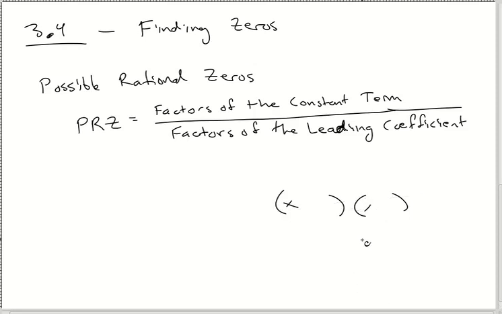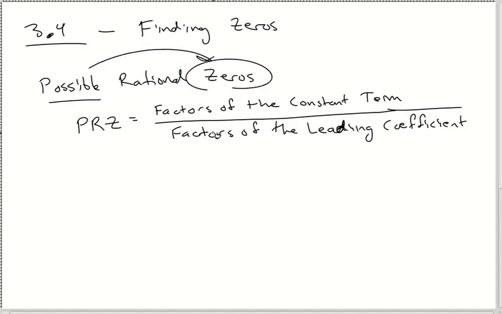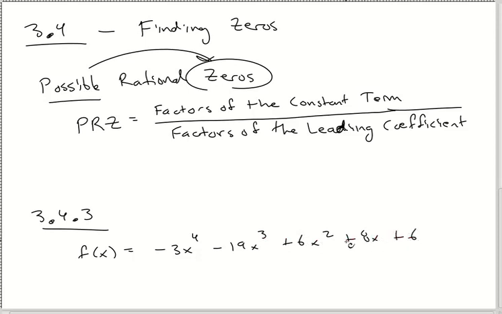Now that we clarified, what are possible rational zeros? They're possible zeros. Rational just means they're able to be a fraction, and by fraction, I also mean divided by 1, so whole numbers are okay as well. I think the best thing to do is just do it here. So 3.4.3. I've got f of x equals negative 3x to the 4th minus 19x cubed plus 6x squared plus 8x plus 6. Find the possible rational zeros.